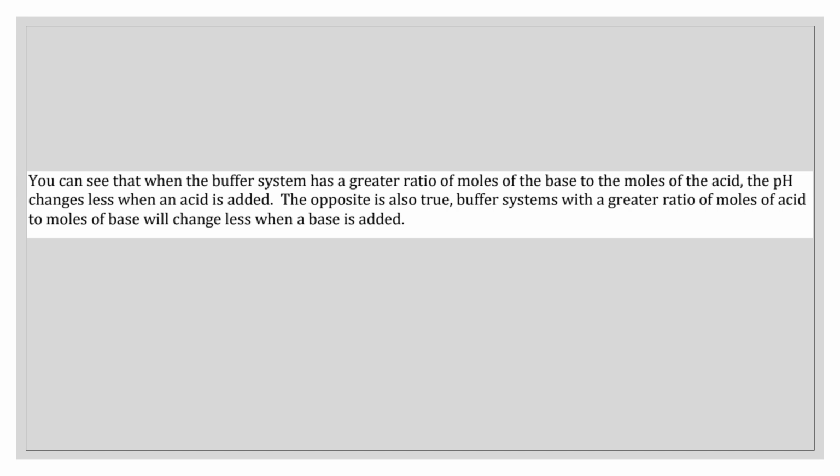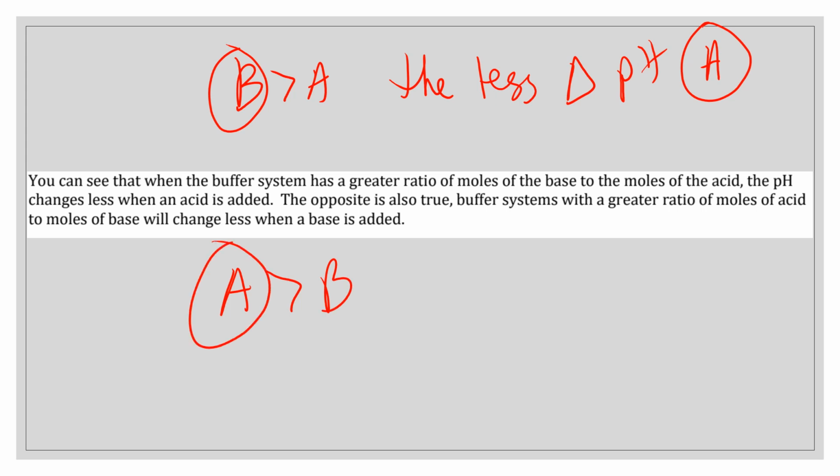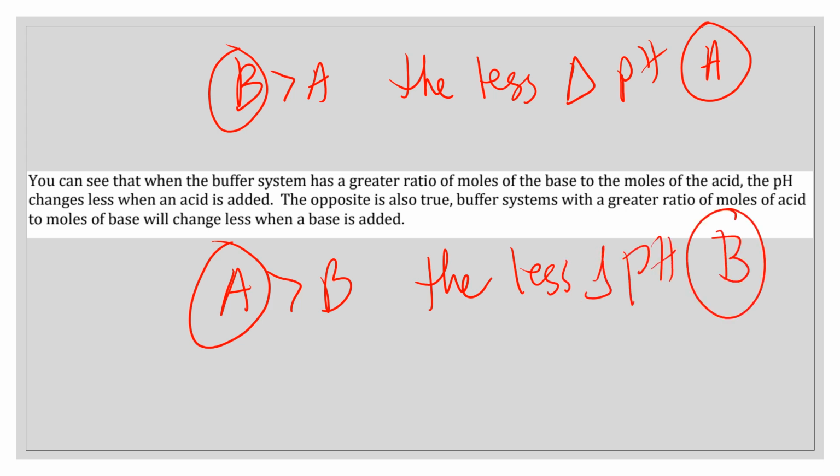You can see that when the buffer system has a greater ratio of moles, so more moles of base than acid, the more base you have, the less change in pH you'll have when you add more acid to it. The opposite is true. If you have a buffer with more acid than base, there will be not as much change of pH if I add base to it. So again, that's the whole point of a buffer, is to resist changes in pH.